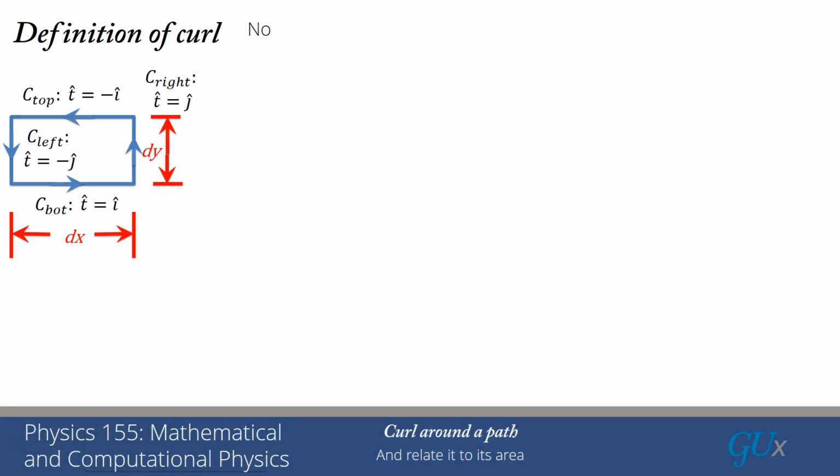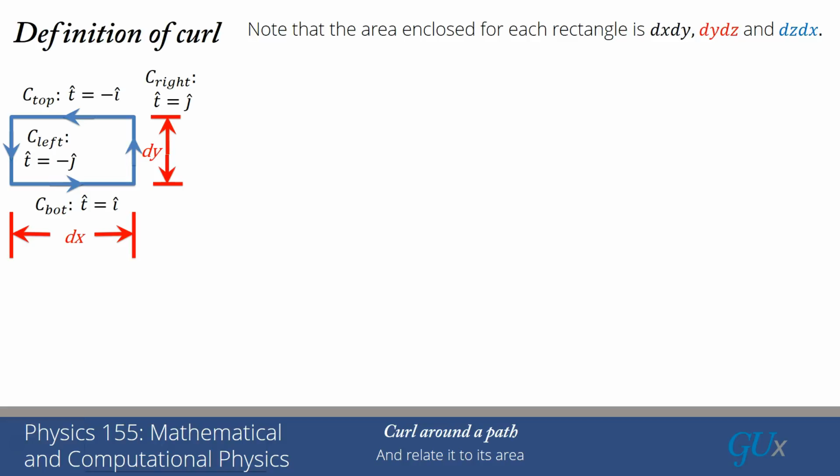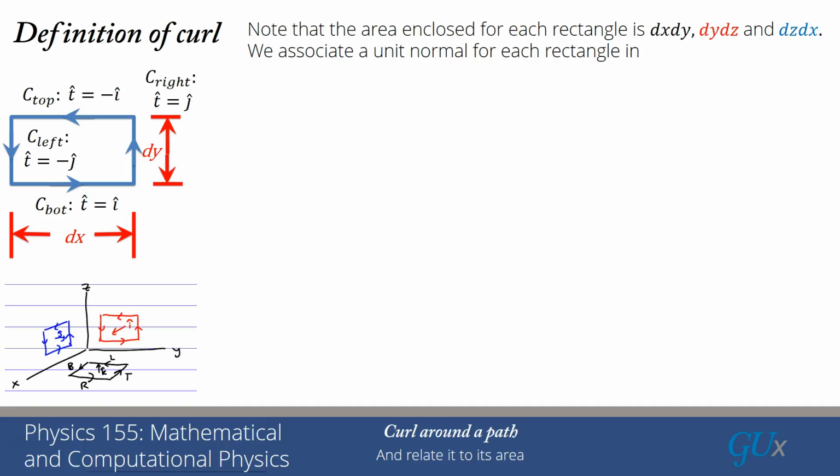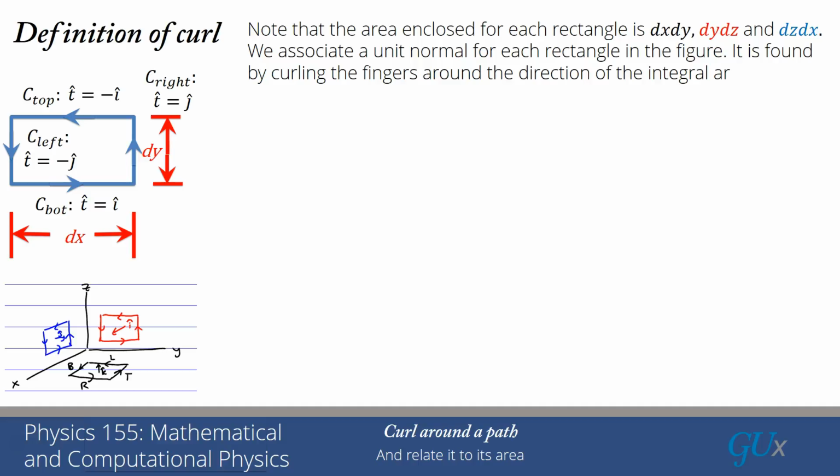All right, we're almost there. Now, the area enclosed for each of those rectangles is dx dy, dy dz, or dz dx. We're going to be dividing by that area. And the only subtlety here is the final object that we're going to call the curl is actually a vector. And each of those objects that we calculated for each of the three different rectangles are actually components in three different directions. We determine what the direction is by curling our fingers in the direction of the integral, and then our thumb points in the direction of the loop.